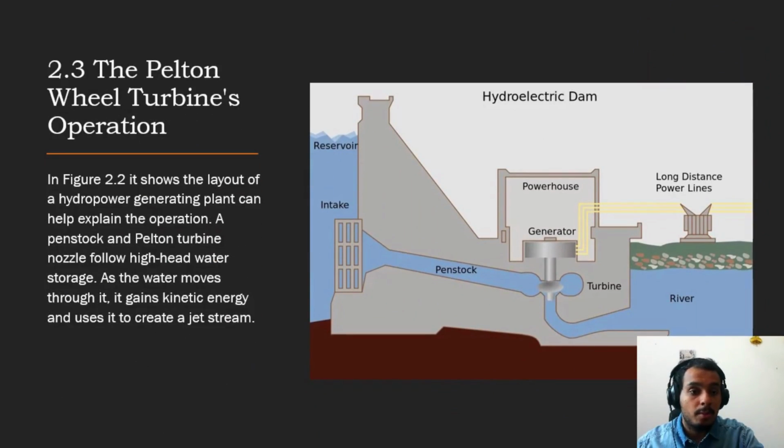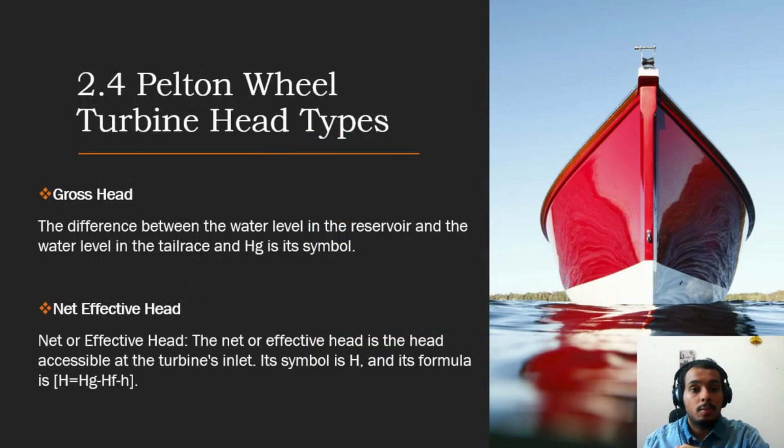Now, for the operation, you can see in Figure 2 the layout of a hydropower generating plant, which can help explain the operation. The benchtop Pelton turbine nozzle follows high-speed water storage. As the water moves through it, it gains kinetic energy, so it can generate electricity. The nozzle's water jet strikes the buckets. The spear inside the nozzle controls how much water gets to the vanes or buckets and how fast it rotates.